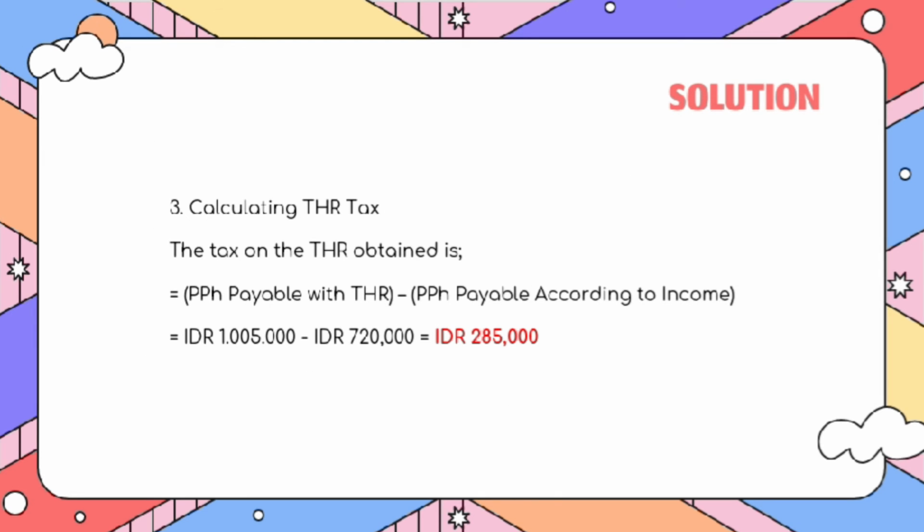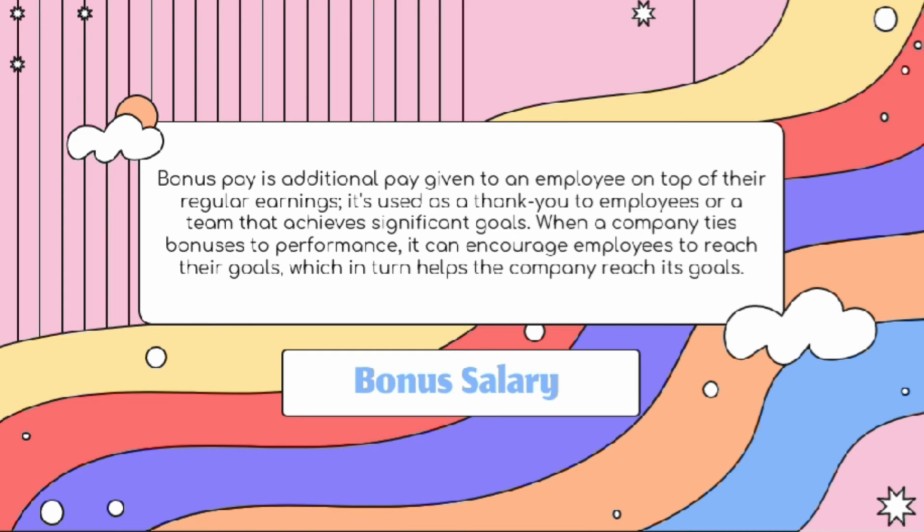Calculating THR tax. The tax on the THR obtained, the formula is PPh payable with THR deducted with PPh payable according to income. It's 1,005,000 rupiahs deducted with 720,000 rupiahs, and we got 285,000 rupiahs.